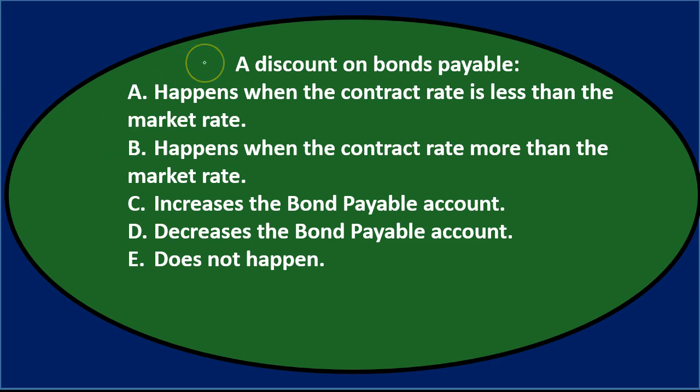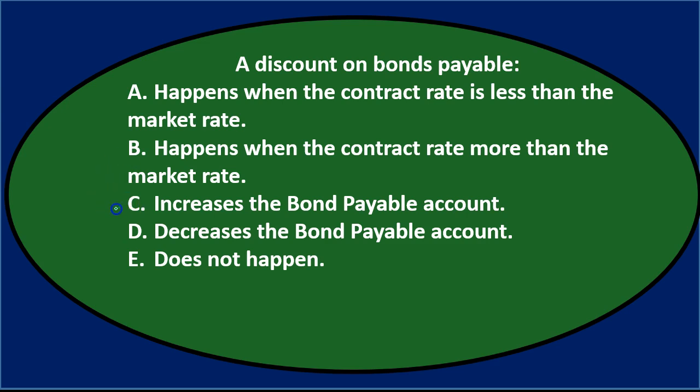A discount on bonds payable, A, happens when the contract rate is less than the market rate, while B says happens when the contract rate is more than the market rate. So you would think, if there was nothing else that looked really similar, it would probably be between those two. Let's look at the rest of them. C says increases bonds payable account, and D says decreases bonds payable account.